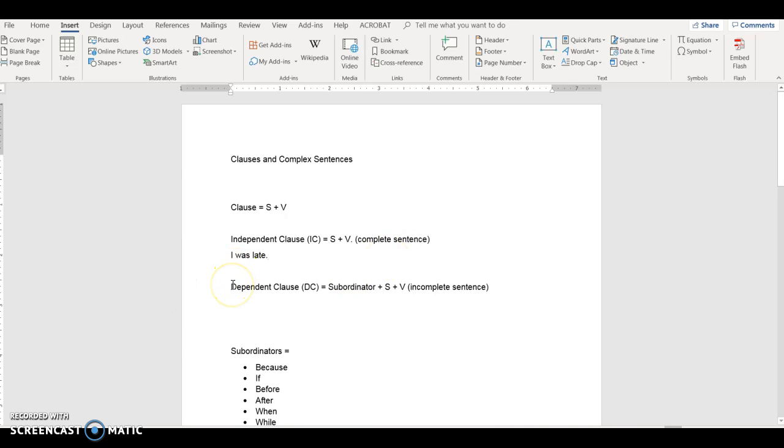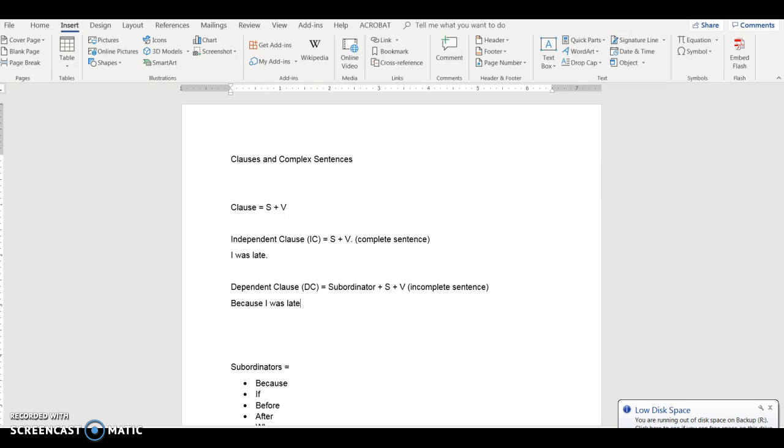So now another type of clause is a dependent clause. And a dependent clause starts with a word called a subordinator. And then it has a subject and verb. And that is an incomplete sentence. For example, if we say, because I was late, this is not a complete sentence. And it's not a complete sentence because it starts with this subordinator, because.